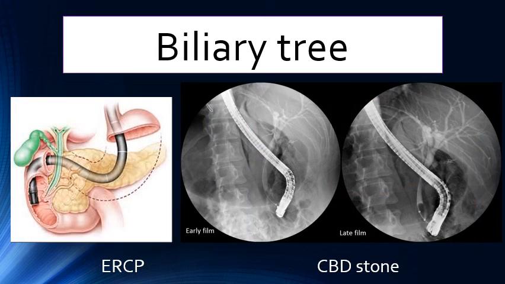Also, we can use an ERCP, introducing an endoscope through the esophagus and stomach, reaching the duodenum, and through a small cannula we can insert through the ampulla of Vater and inject the contrast. Through this contrast we can see the common bile duct and the biliary tree, and we can see here there is a filling defect within the distal part of the common bile duct.